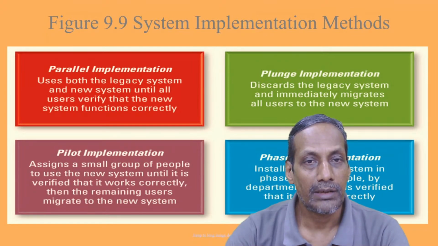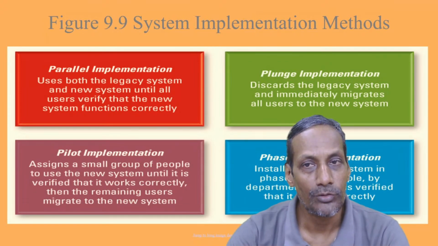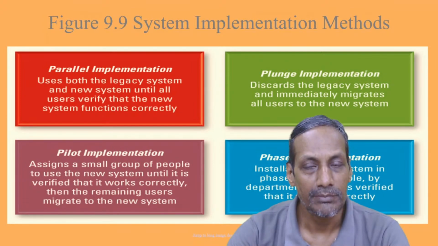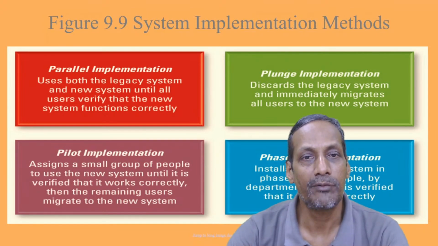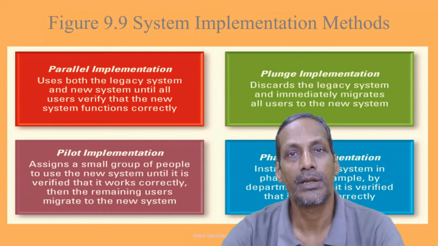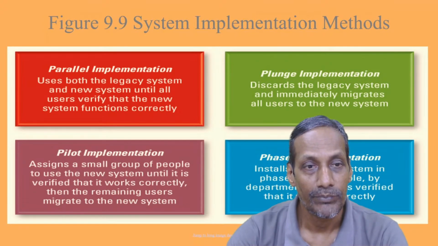If you are hard pressed for time for implementation of the new system, you can go for a rapid development of the system by following a parallel implementation procedure, which means you use both the legacy system and the new system until all users verify that the new system functions correctly. So you can expedite the process of designing and implementing the solution fast through this kind of implementation methodology.